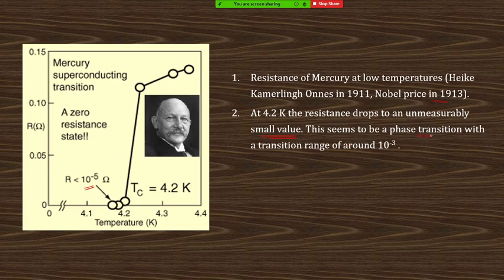Okay, this is a phase transition. This state is called the normal state, and this state is called the superconductivity state. These two are the states of this material. Here the material is Hg, mercury.